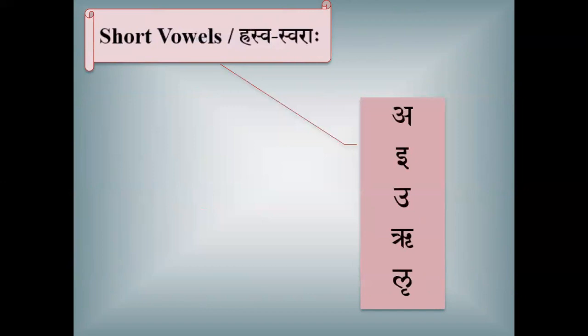We say short because a has got its corresponding long form ā. The long vowels are there for these short vowels. Only for the letter ḷ, it is not there. For the letter ḷ, there is no long form. So, how many short vowels? 5: a, i, u, ṛ, ḷ. And how many vowels in total? 13. Therefore, 13 minus 5, 9. 9 will be the long vowels. Okay, the long vowels part we will see later.